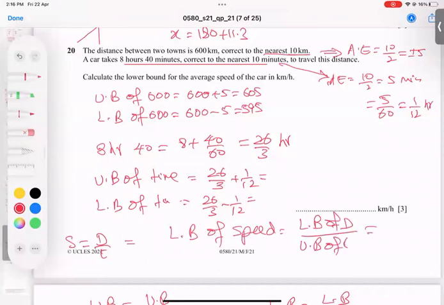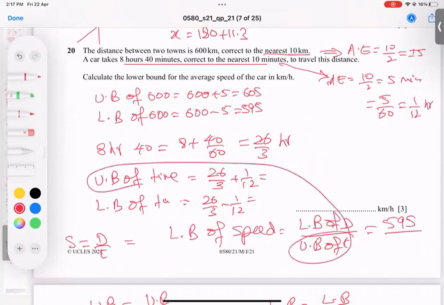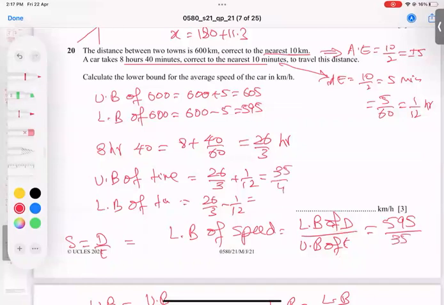So where is the lower bound of distance? The lower bound of distance is here, 595, and the upper bound of time is found here. So let's find 26 divided by 3 plus 1 divided by 12, and this becomes 35 over 4. So 595 divided by this, we get 68. So the answer becomes 68 kilometers per hour.